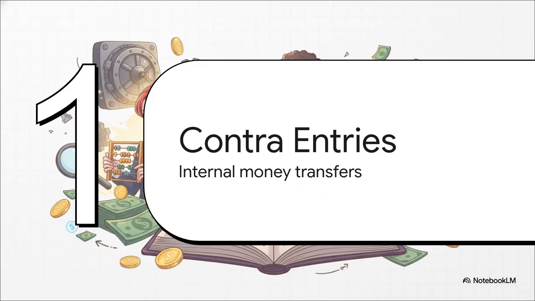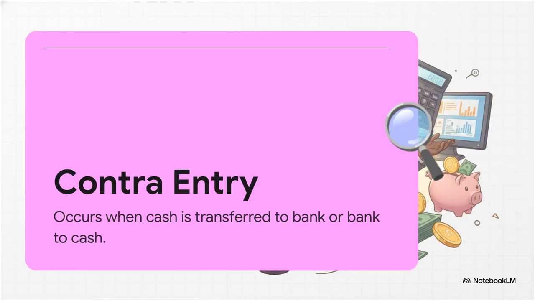Now for the fun part. Section 4, cracking the contra entry. This right here is often where people studying business get tripped up, but if you just focus on the underlying logic, it makes perfect sense. So, what happens when money moves between our cash and bank columns? That is what we call a contra entry.